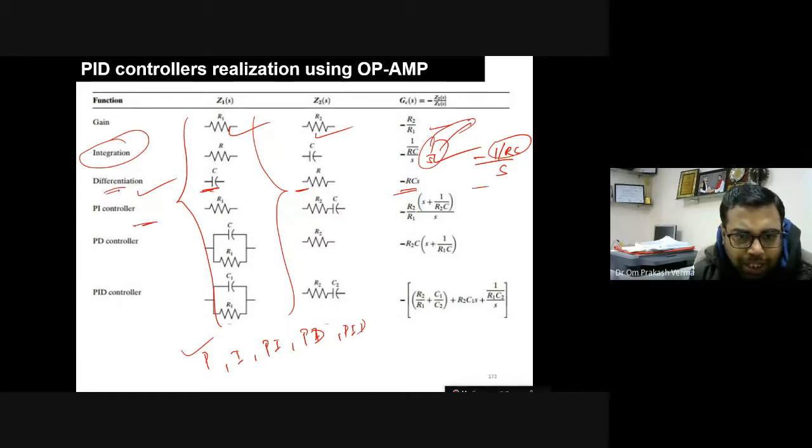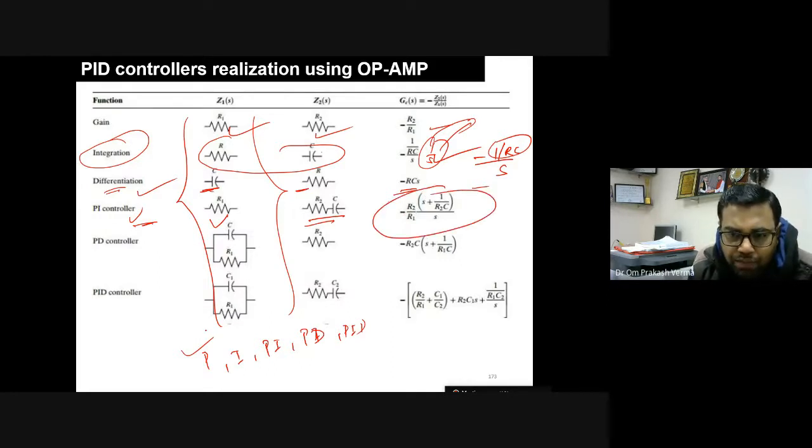So now come to the PI controller. For the PI controller, we have to combine the proportional plus integral, okay? So what will we do here: a resistance, and along with it a resistance and capacitance. It will provide the proportional plus integral controller transfer function, right? For the PD controller, proportional plus derivative, you will have to put CR, okay? So you have put C and R.